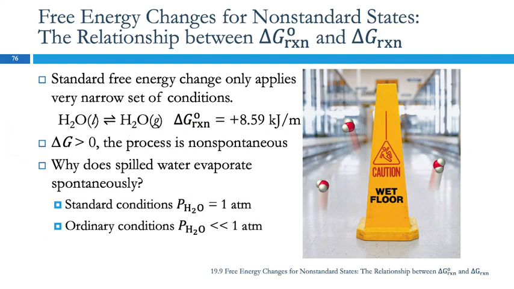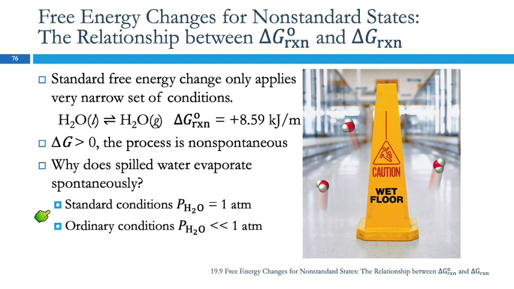So delta G is greater than 0. The process is non-spontaneous. But what happens if you spill water on the floor? Does it stay there forever? No, it evaporates spontaneously, right? Why? How? It's not at standard conditions.